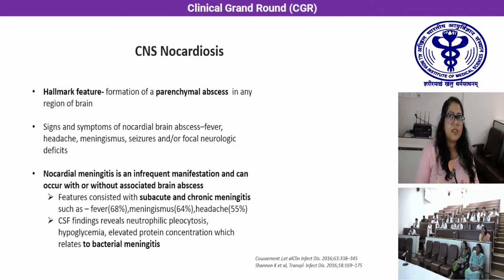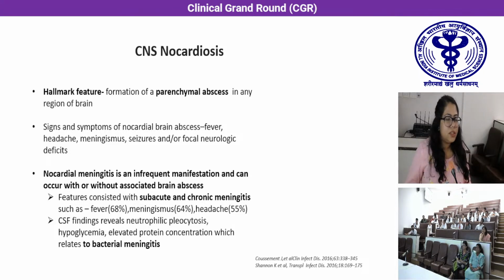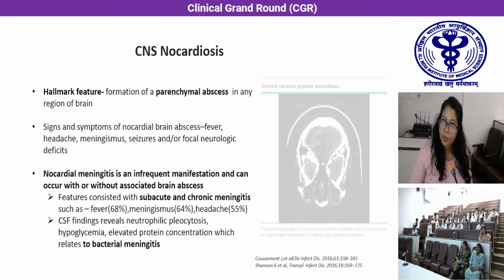So coming to CNS nocardiosis, the major hallmark feature is a parenchymal abscess in any region of the brain. They will present with symptoms such as fever, headache, or signs such as meningismus. Nocardic meningitis is usually a very infrequent manifestation, and it can occur with or without a brain abscess. In such cases, the presentation will be a subacute or chronic meningitis, and the CSF picture will be similar to that of bacterial meningitis with hypoglycorrhachia and elevated protein concentration.